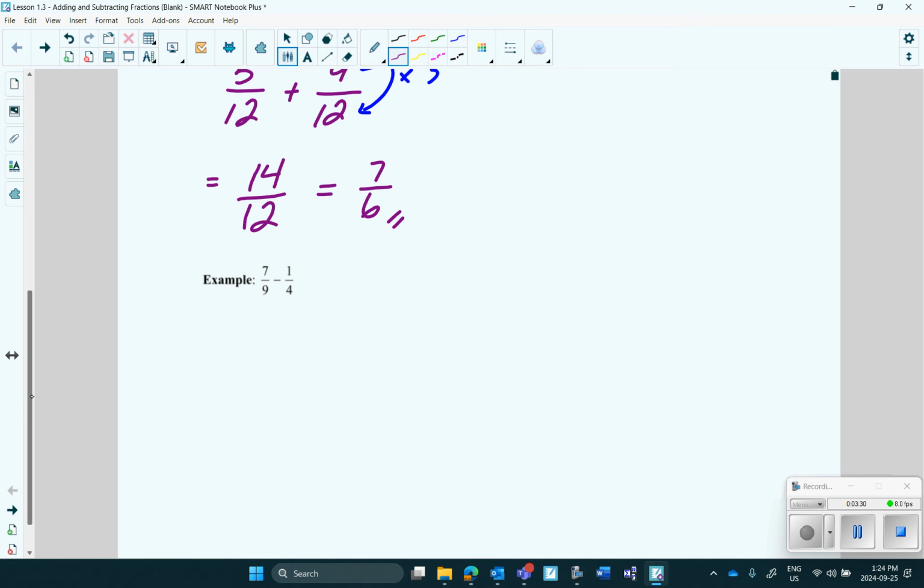Okay, next one. We got a subtraction. And the denominators aren't the same, so I have to make them the same. So I need to find the smallest number that both 9 and 4 divide into evenly. 36.